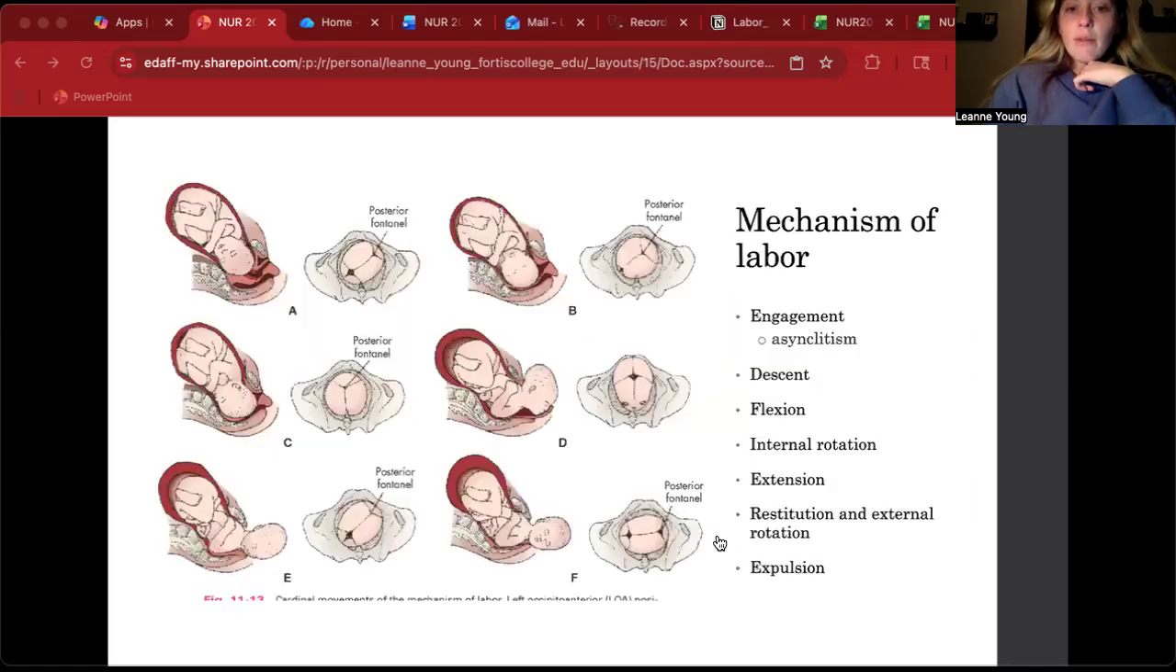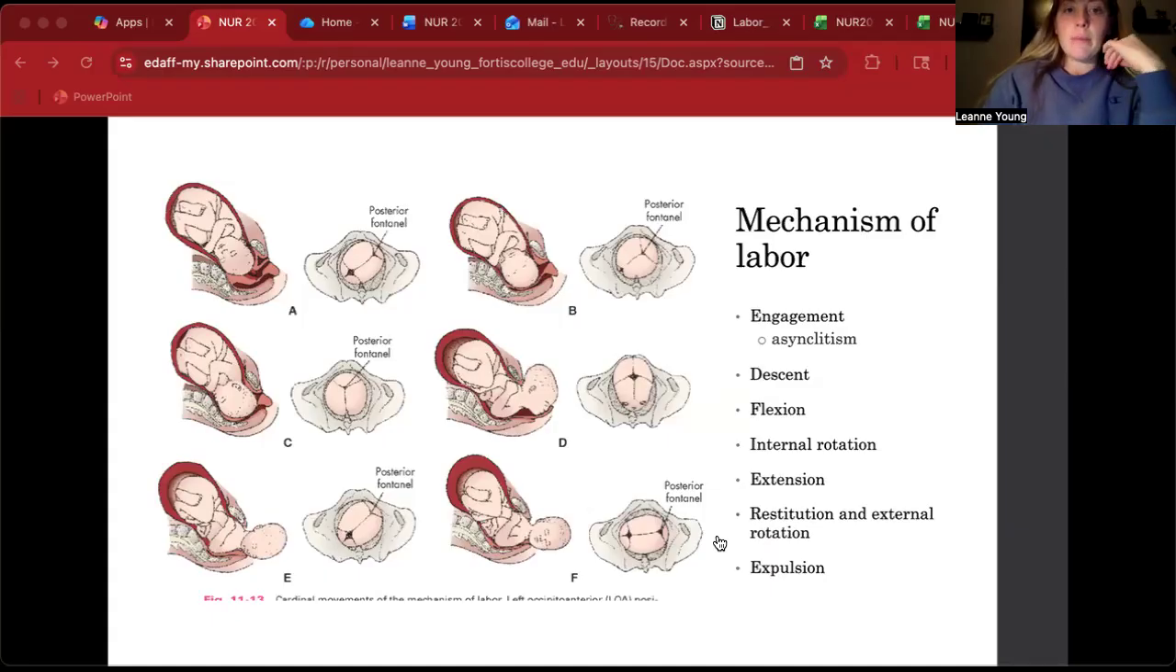The mechanism of labor. Whenever we're talking about how labor actively happens, what is baby doing? What is mom doing? What is the entire anatomy? How does the system work? What do we expect, and what do we need to happen for babies to deliver successfully? So first, we need engagement. We need that baby's head to be pushing down on the cervix so we can have proper effacement and adequate dilation.